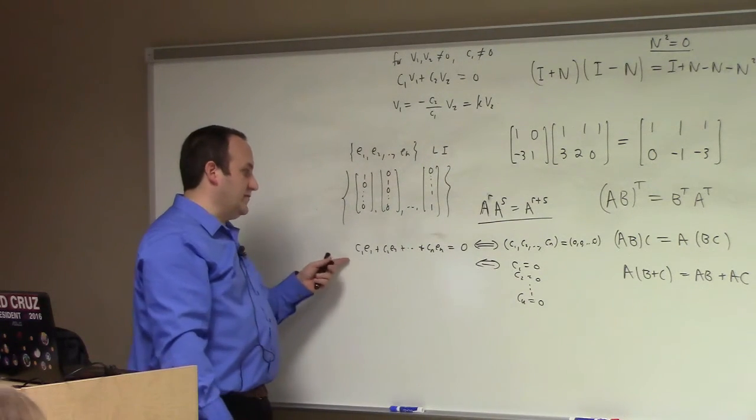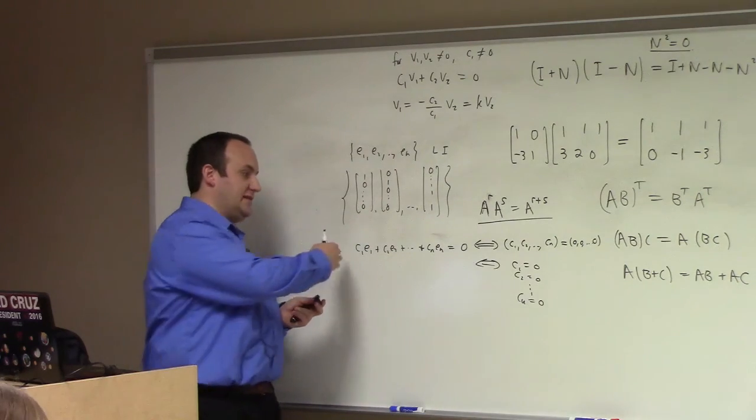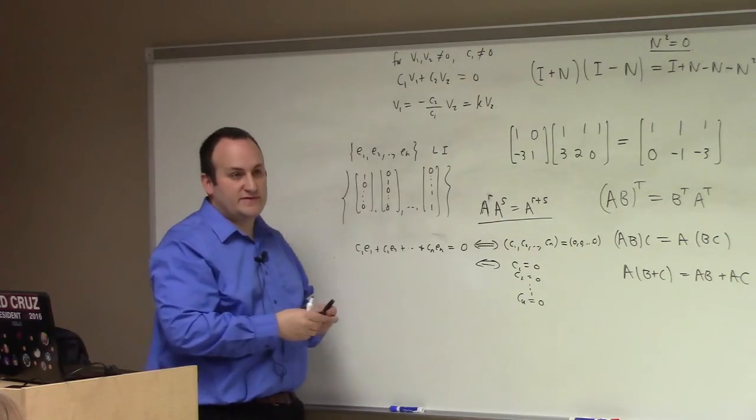So there you go. There's the proof that the standard basis is linearly independent. Just take a linear combination of them equal to 0 and show that the coefficients have to be 0. It's almost immediate.